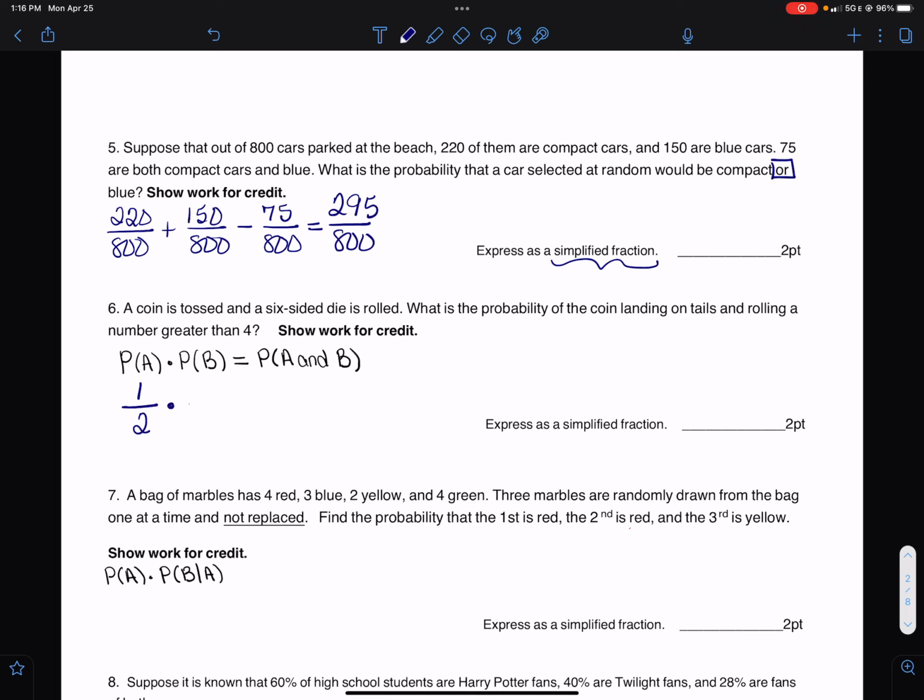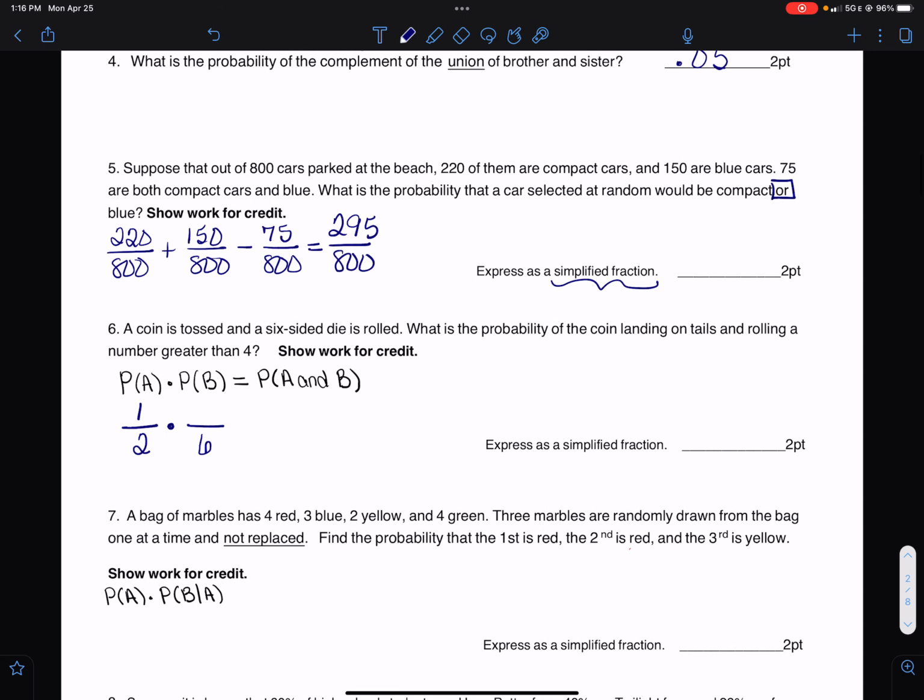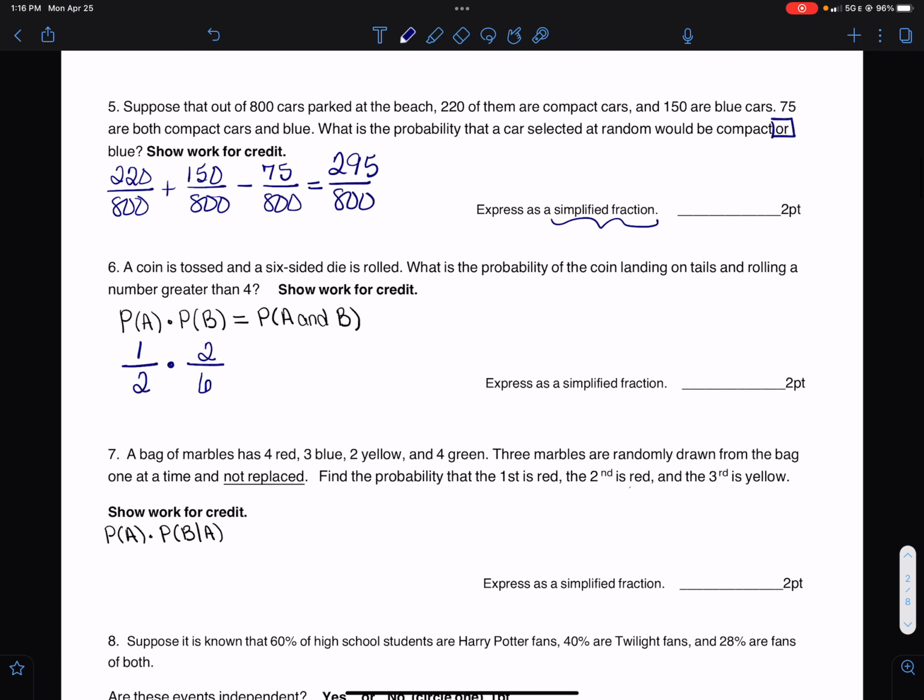Now, a die, it has 6 sides, and they want to know a number that is greater than 4. There's 2 numbers that are greater than 4, so that would be 2 out of 6. Multiply those straight across. You could reduce this fraction to 1/3. I'm just going to go ahead and multiply straight across so that I get 2 out of 12. And then again, make sure that you write that as a simplified fraction as your answer.